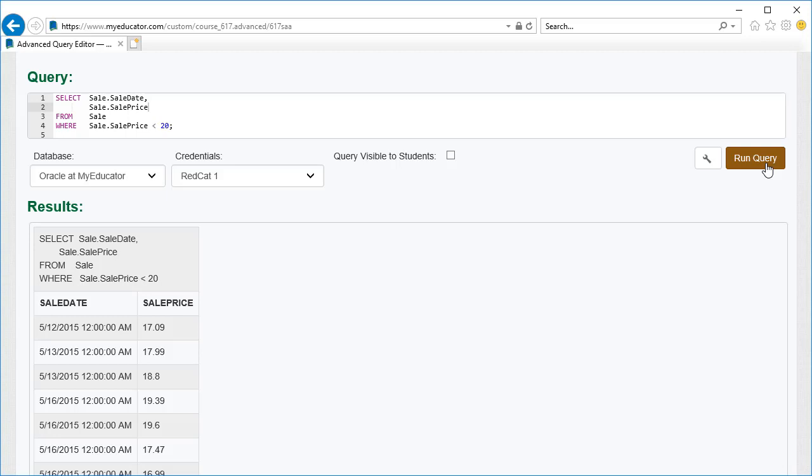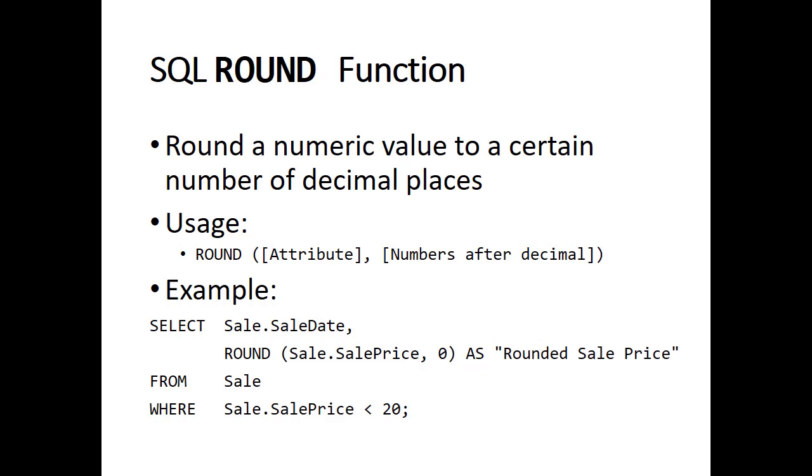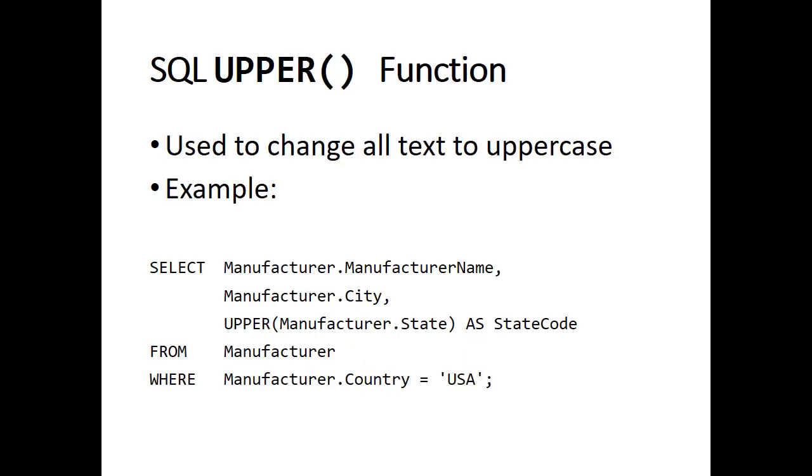So that is what the round function does. And let's look at another function in SQL. The upper function. All of these 5 or 6 next functions I'll be showing you have to do with text. The round function clearly is doing something to numbers, but these next 5 or 6 all have to do with text. The upper function changes all text to uppercase, okay?